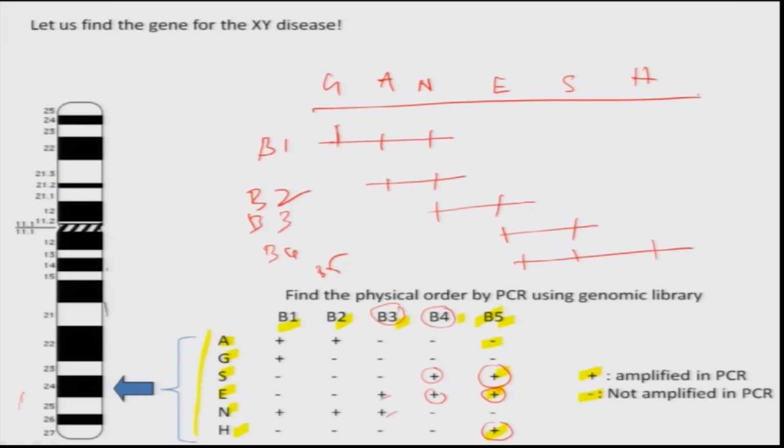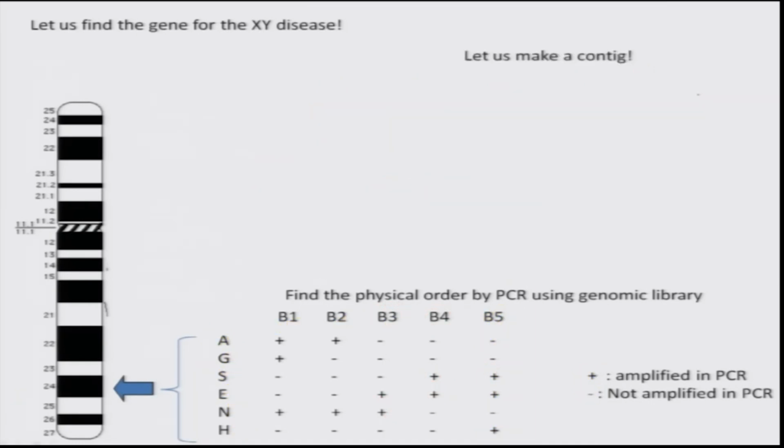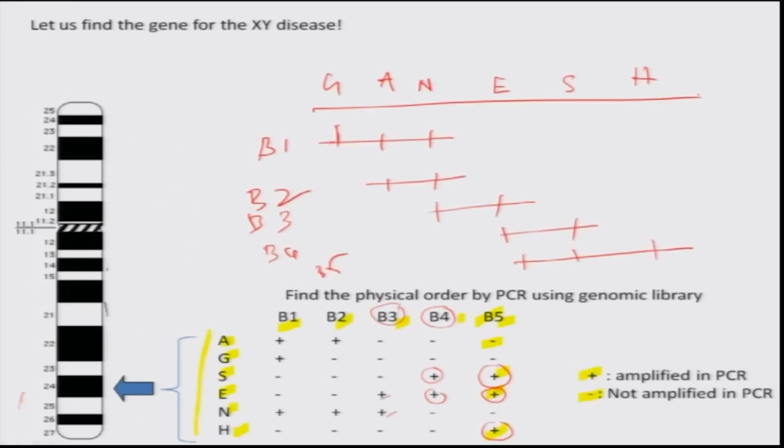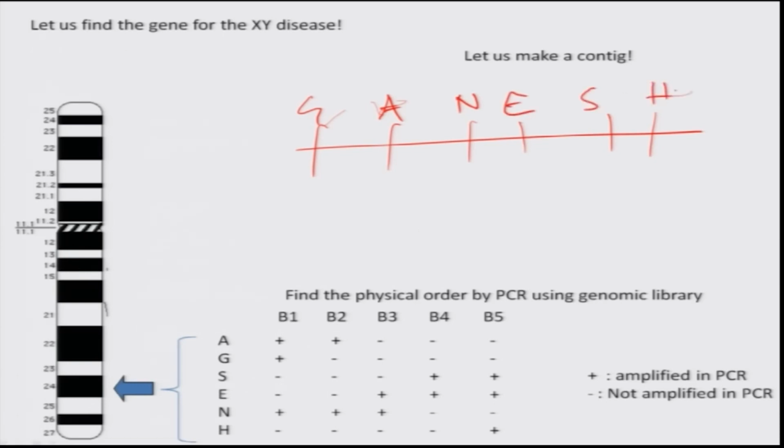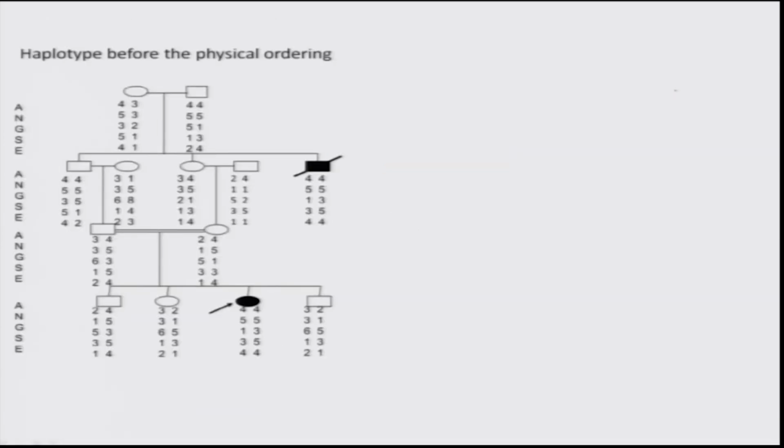So, that tells you the physical order of these markers. Now, why should I do this? How does it really help me? That is what you are going to see. By doing all these things, I am able to make a contig which clearly tells me the order of the markers. We made it. Now, how does it really help me?